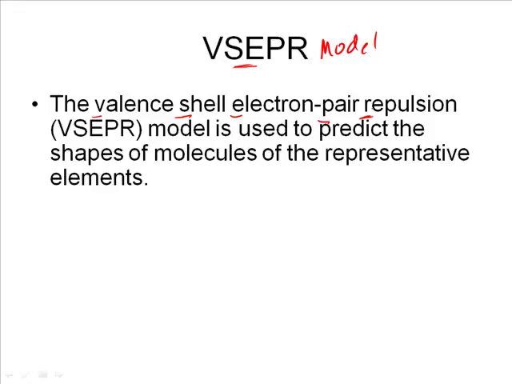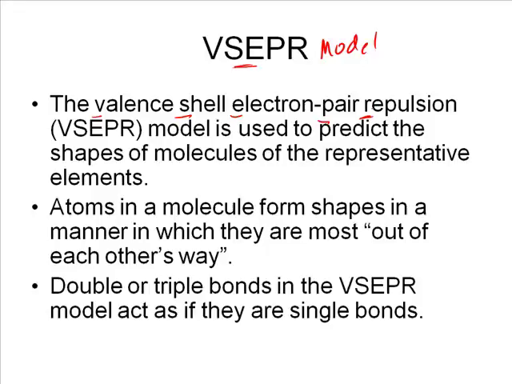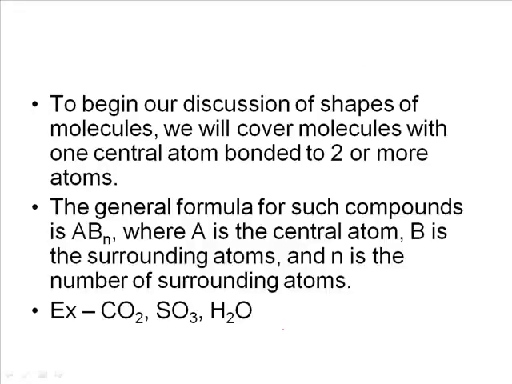So that's the model that we use, and basically the atoms and the electrons want to form in such a way that the electrons are out of each other's way for the most part. When you're using the VSEPR model, double or triple bonds still count as if they were single bonds, and we'll see that in just a minute or so. So we're going to start with simple molecules, and we're going to go through those.